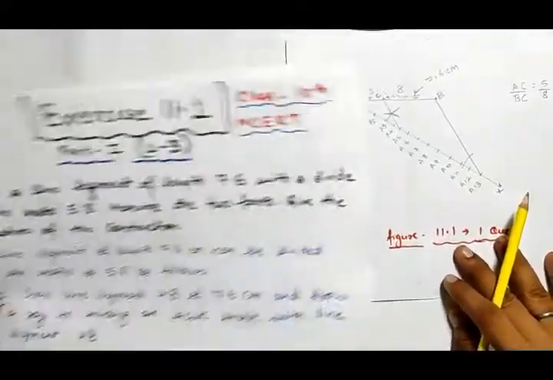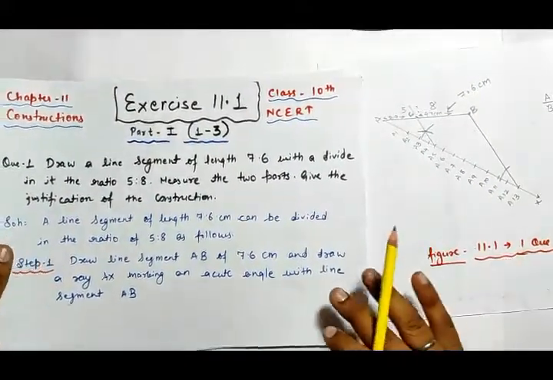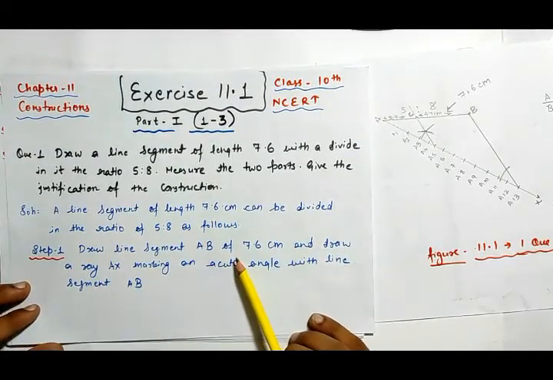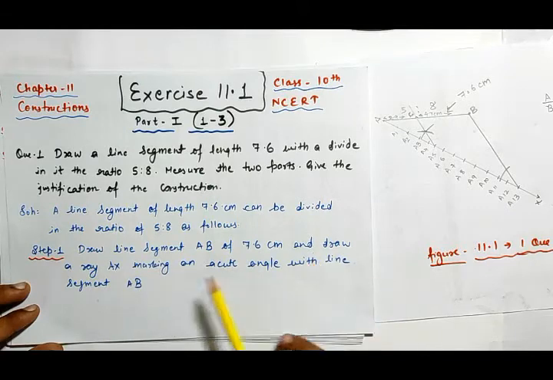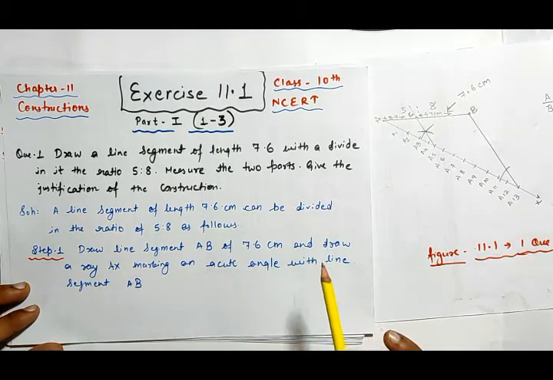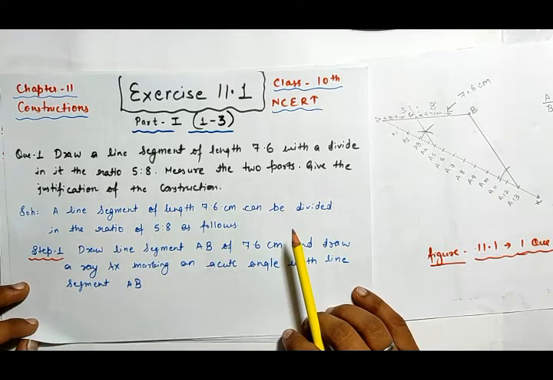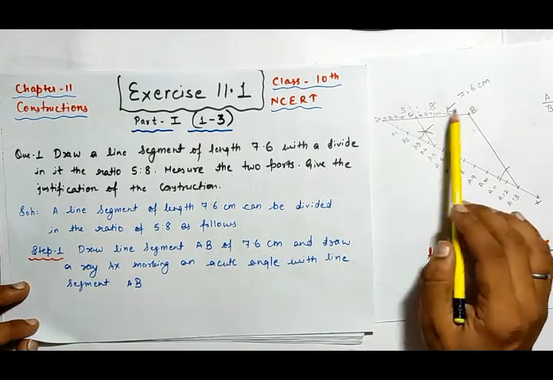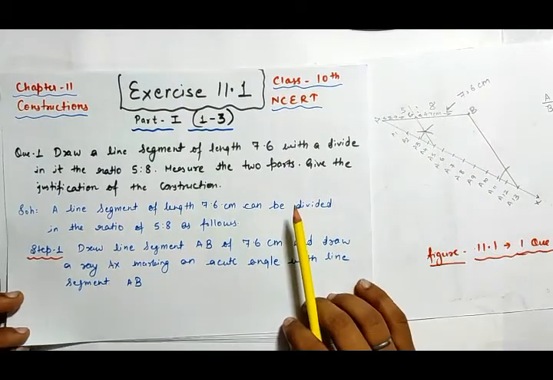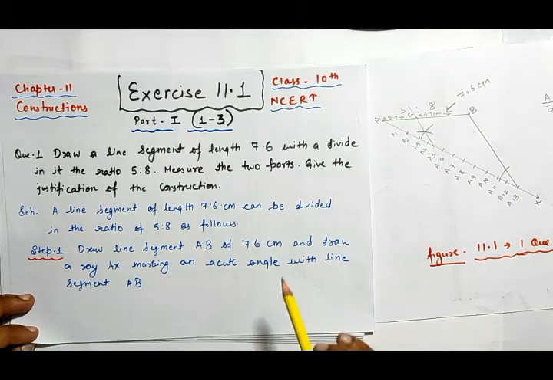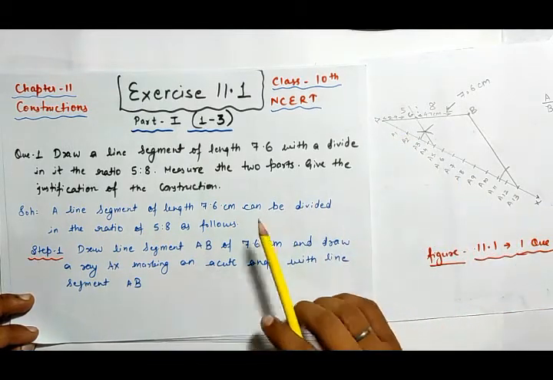So first of all, we have to draw a line segment AB of 7.6 centimeter and draw a ray AX making an acute angle with the line segment AB. So we have to draw a line segment of 7.6 centimeter, that is AB. Then we have to mark AX as an acute angle.